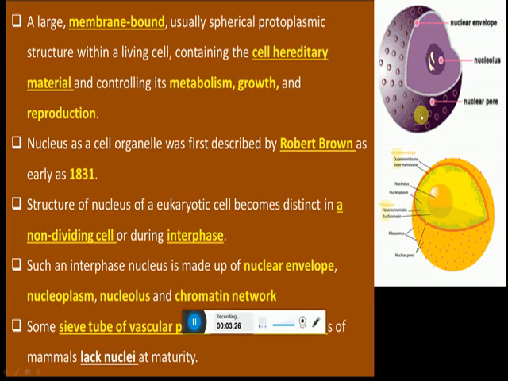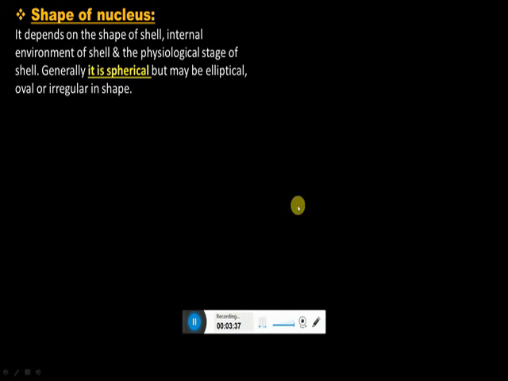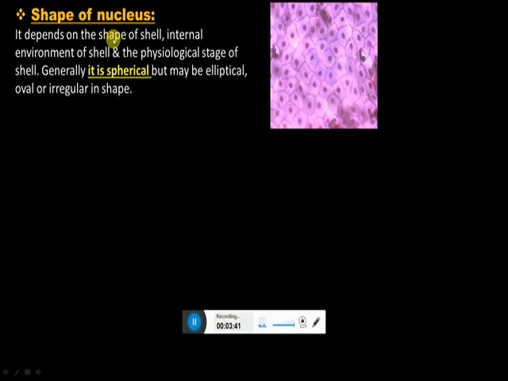So you can see the double membrane bound structure, then the nuclear pores, nucleolus, the same things are there. We are going to see the structure in detail. First we are going to see the shape of the nucleus. It depends on the shape of the cell, internal environment of the cell and the physiological stage of the cell. Generally it is spherical, but may be elliptical, oval or irregular in shape.